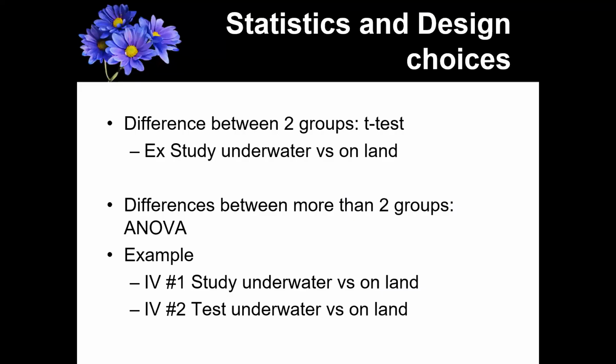Okay, so moving on, like we said, whenever there's only two conditions, we're going to use a t-test. Whenever there's more than two conditions, we're going to use an ANOVA. So if I ran a study and I wanted to look at whether studying words underwater versus on land produces better memory, I would, of course, use a t-test.